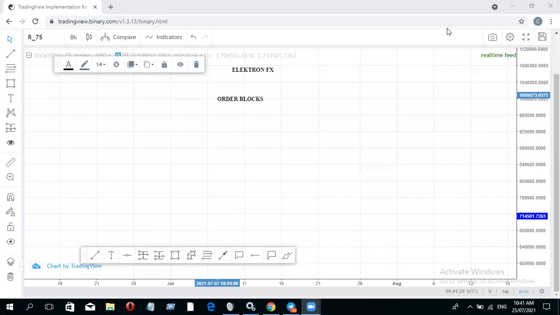Hi fam. Today we'll be talking about order blocks. Order blocks is a very important concept in trading. In trading, you must understand what order blocks are because they give you an edge in trading. So we'll just go simply to the definition of order blocks.